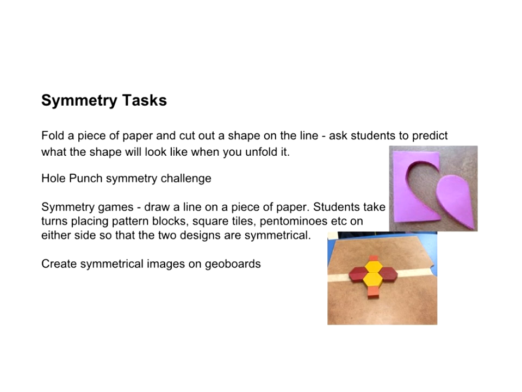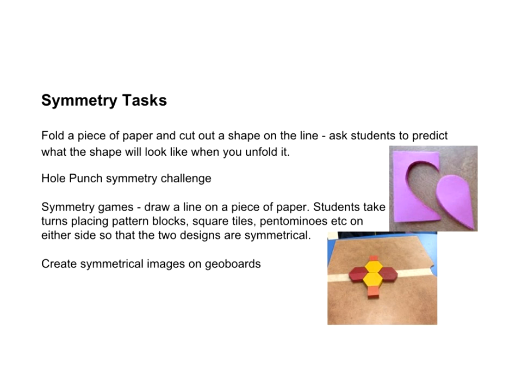We did tasks where we folded a piece of paper and cut out a shape and then asked students to predict what the shape would look like. We did the hole punch symmetry challenge that we started with at the beginning. We played symmetry games like the picture with the pentominoes, but we also used pattern blocks, square tiles, anything. We had a number of surfaces with tape on them around the classroom, and they were just available all the time for kids to take the manipulatives out and play those symmetry games together.